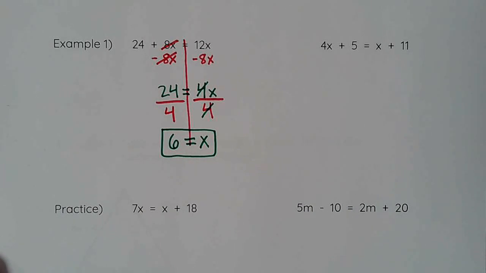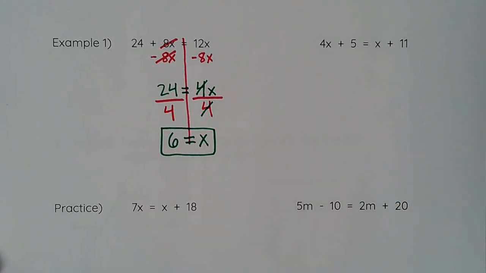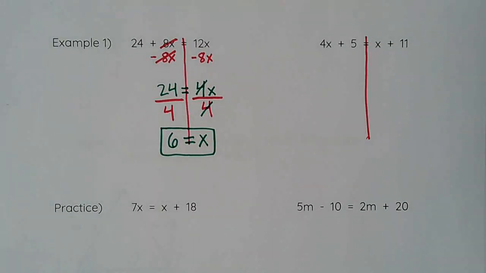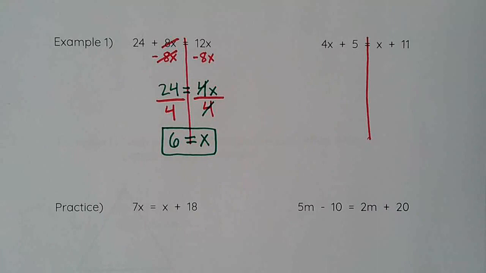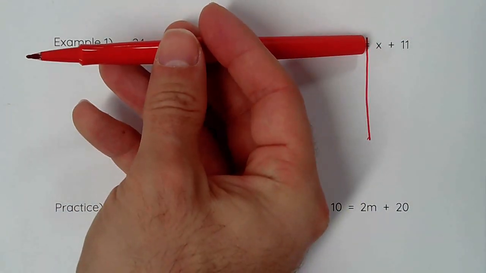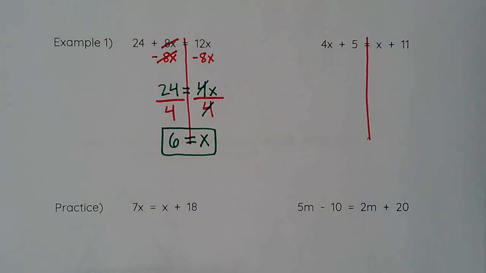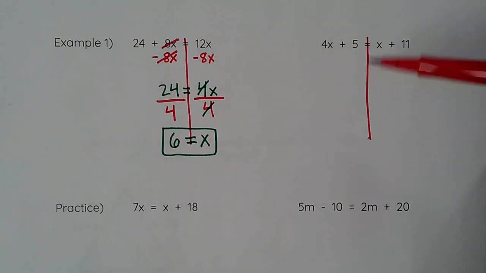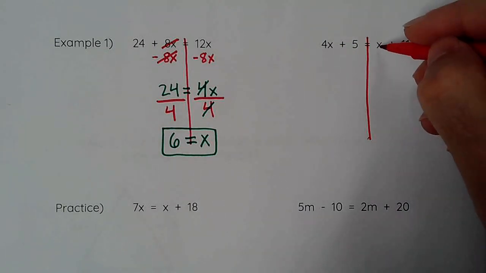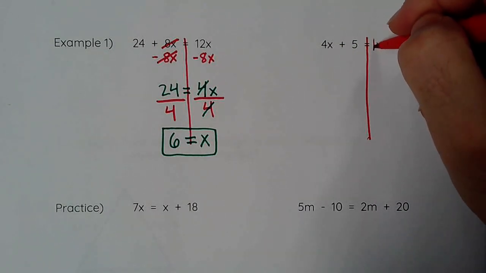Looking at example 2, 4x plus 5 equals x plus 11. All right, I don't have distribution. I can't combine on the left. I can't combine on the right. So I'm going to see if I have variables on both sides, which I do. 4x and x. Reminder that if I have x, it is just 1x.